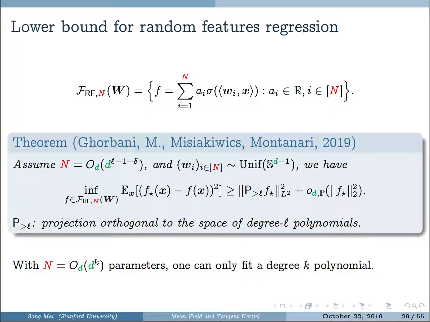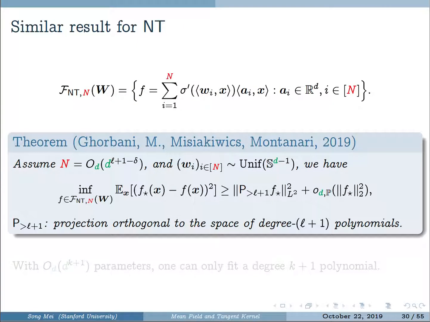And we have a similar result for the neural tangent model, where we assume the number of neurons we have is d to the L. It is also d to the L. And the approximation error using a function in the neural tangent class with n neurons is lower bounded by the norm square of the projection of the ground truth function onto high degree polynomials. And this P_{>L+1} is a projection operator orthogonal to the space of polynomials of degree L plus 1. So that means we have d to the L neurons, but in this function class, we have d to the L plus 1 parameters. We can only fit a degree L plus 1 polynomial.